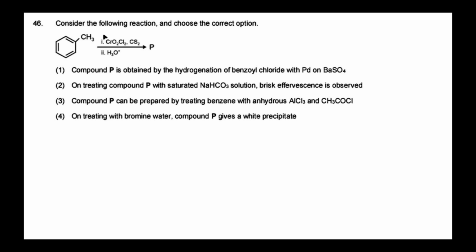First question: consider the following reaction and choose the correct option. They gave toluene, reacted with chromyl chloride in presence of CS2 solvent, followed by hydrolysis, which will give product P. First, we will discuss what the product is in this reaction. So, this is toluene.